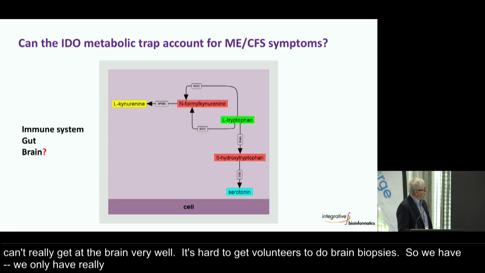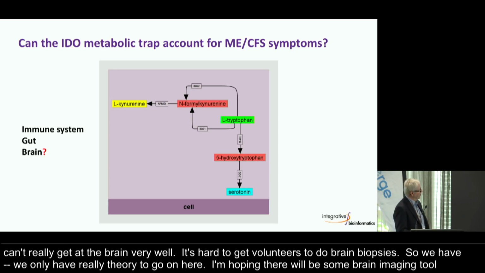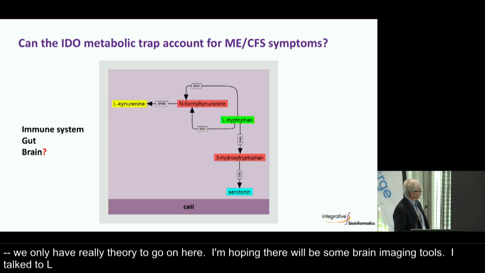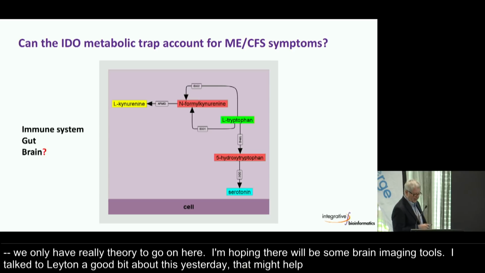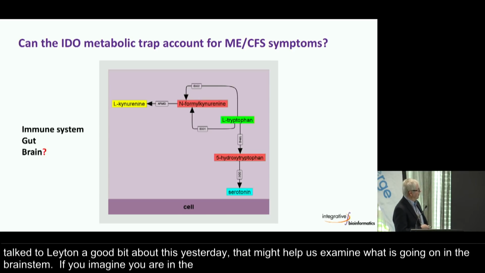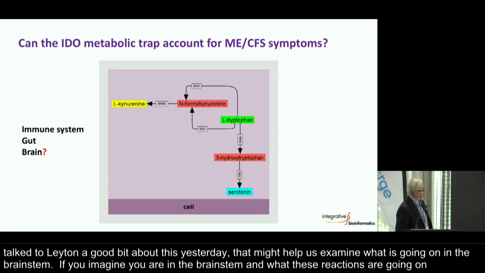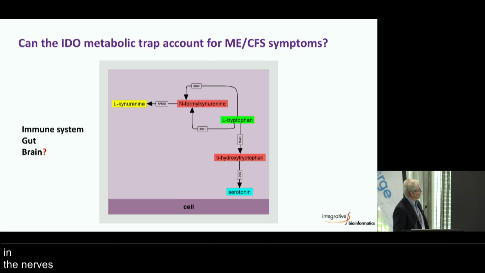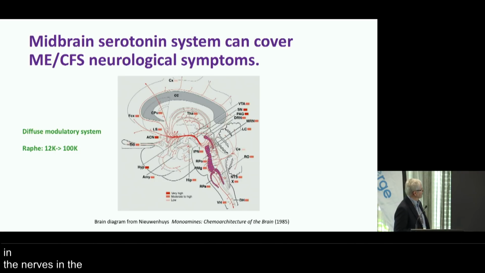And I'm hoping that there will be some brain imaging tools. I talked to Leighton a good bit yesterday about this, that might help us examine what's going on in the brainstem. So if you imagine you're in the brainstem and that these reactions are going on in neurons in the serotonergic nerves in the brain, you'll have a picture that looks like this.